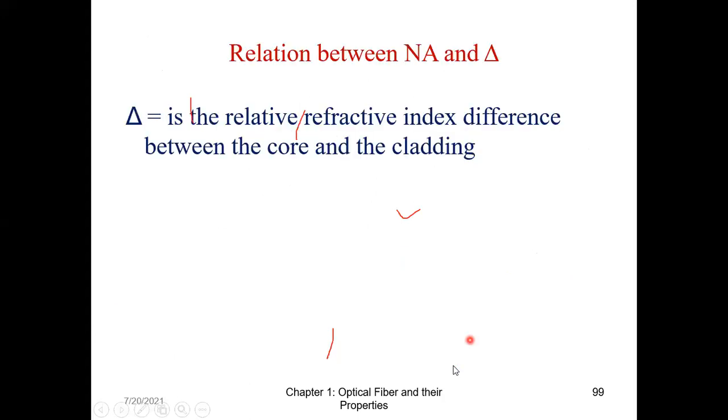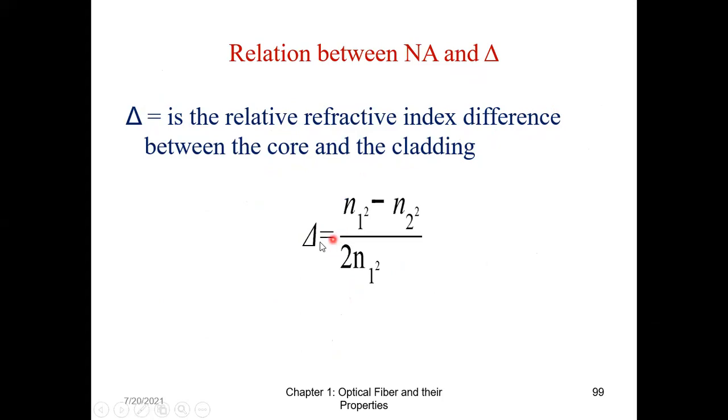Now comes the relation between your numerical aperture and delta. Now, what is delta? A new term. It is the relative refractive index difference between the core and the cladding. So we have the core refractive index n1 and we have the cladding refractive index n2. The relative refractive index difference of these two is called delta.